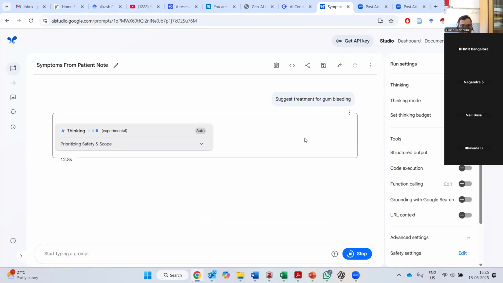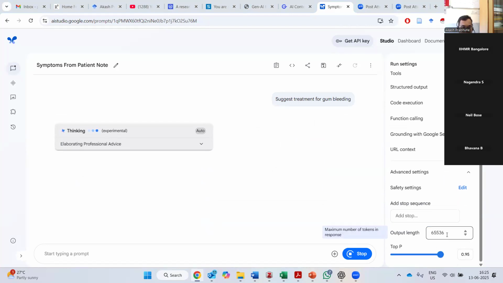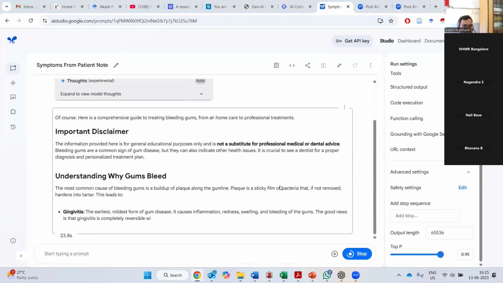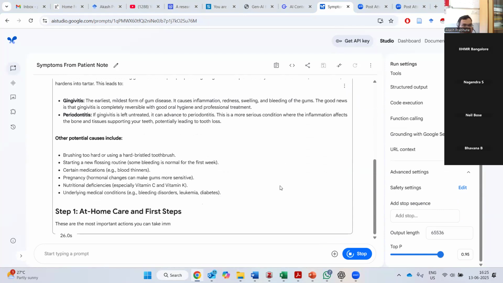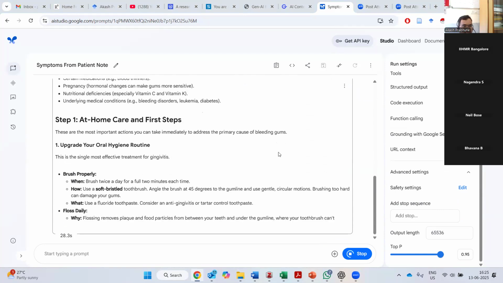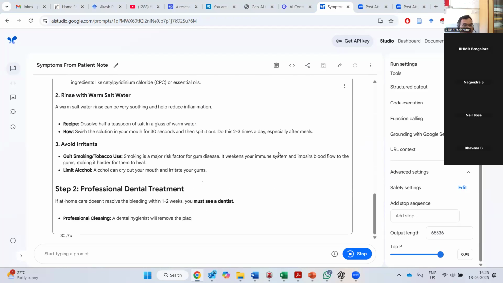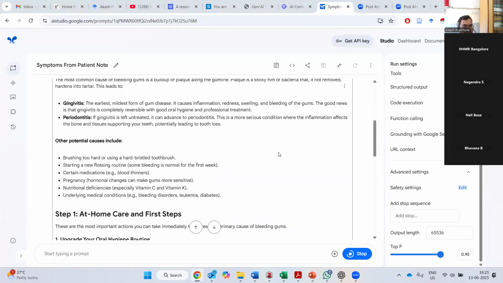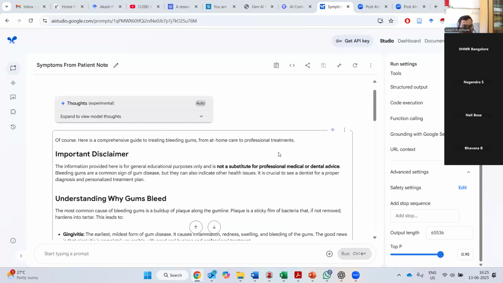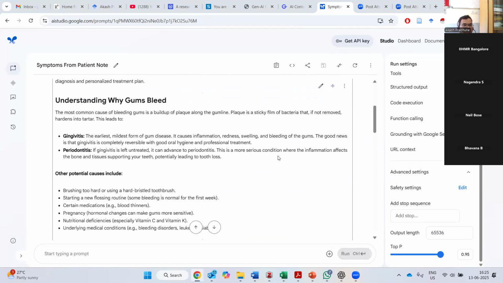It might take a moment because I have set my output length to maximum, but let me reduce it later on. Somehow it's coming in larger steps. Okay, it has given me step one, step two. I don't know why, but fine. So what it has done is actually somehow the step back prompting only, but let me go back.